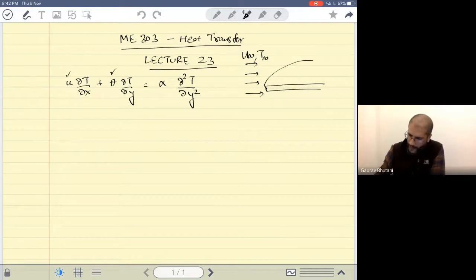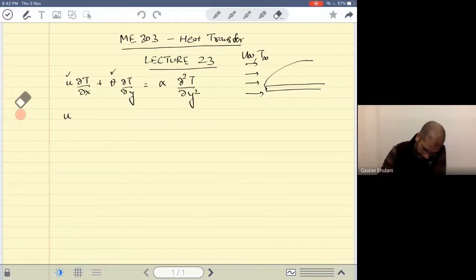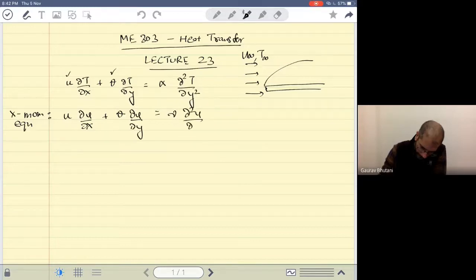So in your fluid mechanics, you solved the x and y momentum equations using the similarity idea. So if I quickly write the x momentum equation, so this was our x momentum equation for this flat plate. So there's no pressure term here because dp infinity by dx is 0 for a flat plate situation.